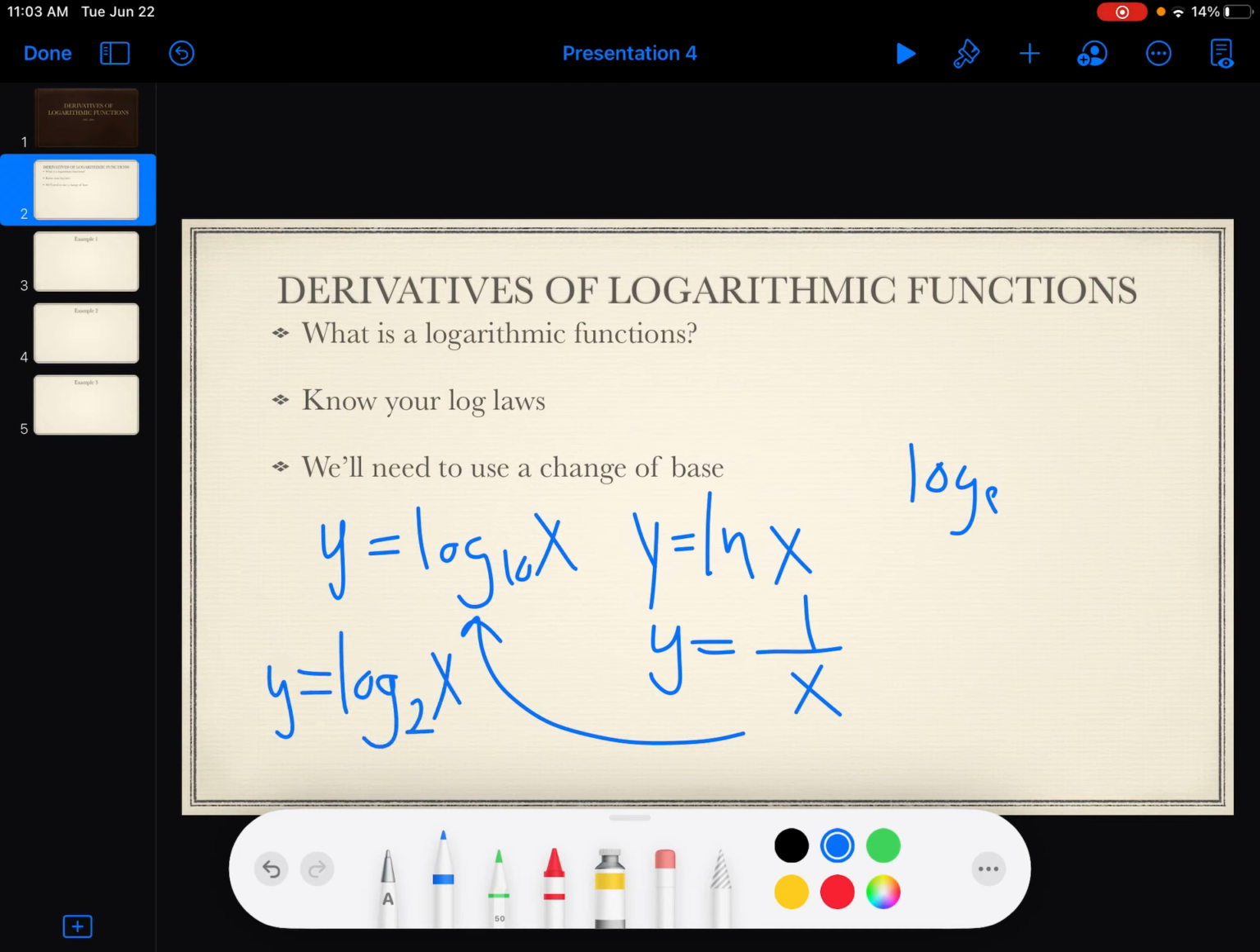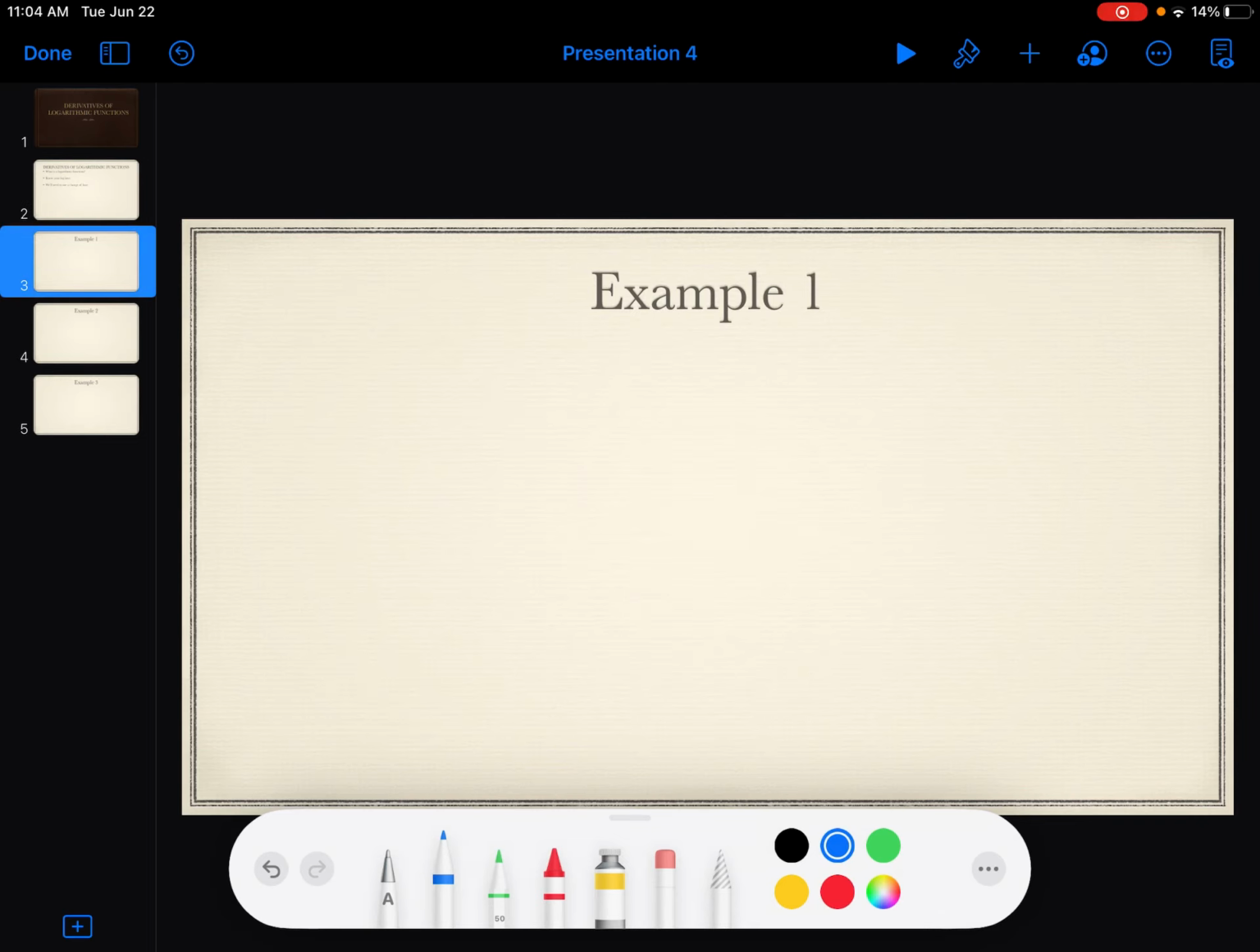2? How about that? This requires a different method, and you'll need to know your log laws for this, particularly your change of base law. So let's get into it. Let's do an example. Let's deal with something like log base 10 of x, and this is pretty common. We need to convert this, but what do we convert it into?